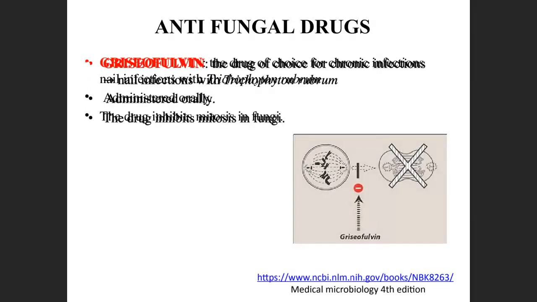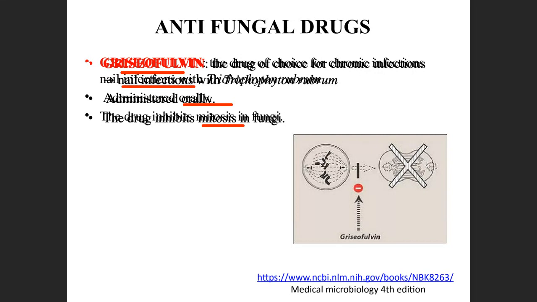Next is griseofulvin. Griseofulvin belongs to another category of antifungal agents. It is also a drug of choice, especially for nail infections caused by Trichophyton rubrum. That is also a fungal infection, and the drug can be administered orally. This drug inhibits the multiplication of the fungi by inhibiting the mitosis step in the cell cycle of the fungi. So this is how the antifungal agents act.